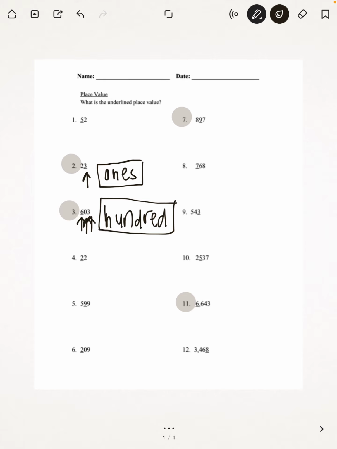Number 7. Remember, this is the ones place, and then after the ones is the tens place. So number 7 is tens. And number 11, ones place, tens place, hundreds place, and thousands place.